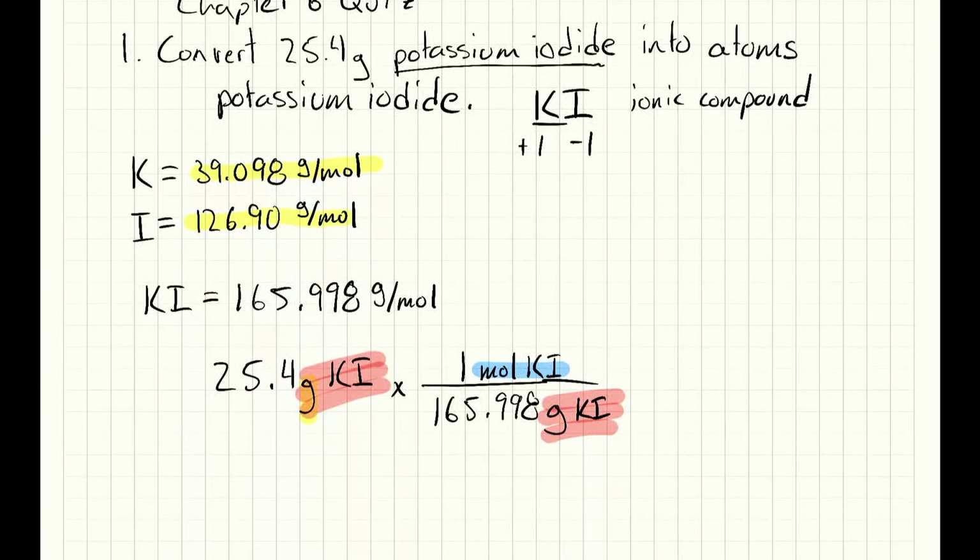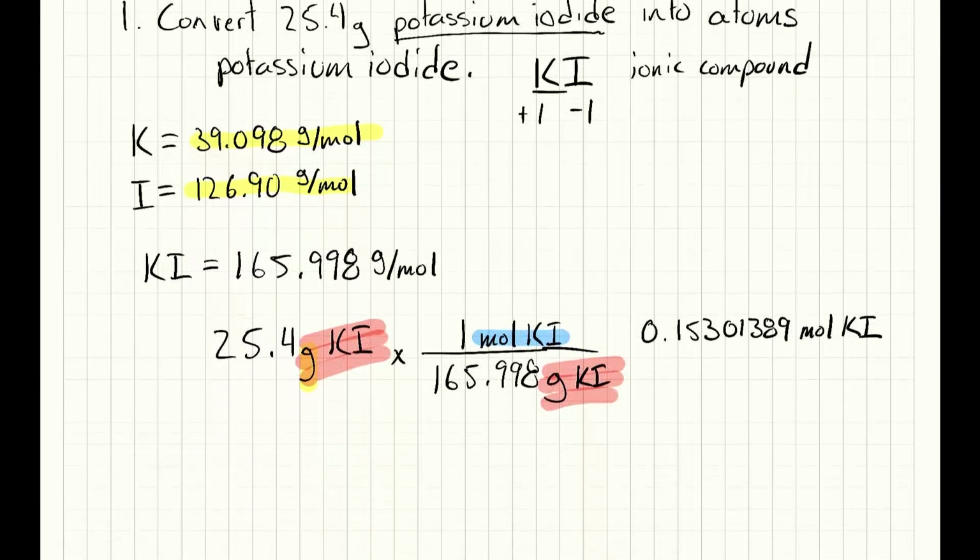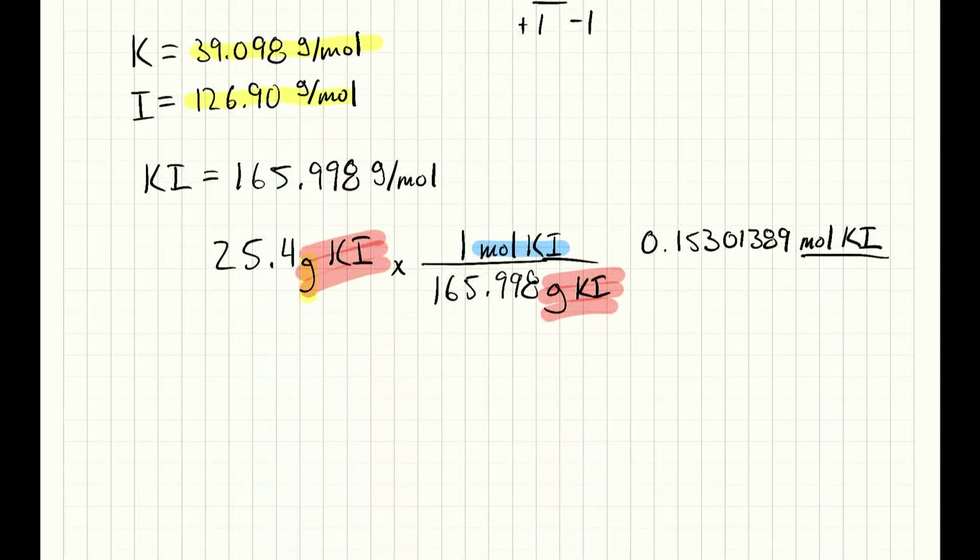So, using the calculator, 25.4 divided by 165.998. And that's going to give us 0.15301389. You want to have all of these digits in here. So now we've got moles of potassium iodide. The next step then is to go from moles of potassium iodide to atoms of potassium iodide.